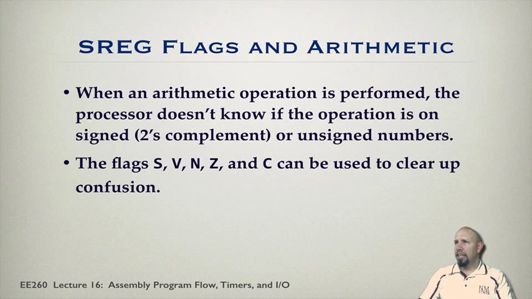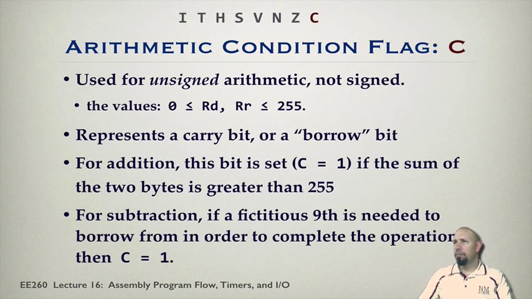So the S register flags an arithmetic. When an arithmetic operation is performed, the processor doesn't know if the operation is on 2's complement or unsigned numbers. It doesn't know. So as the programmer, you need to know. And so the flags S, V, N, Z, and C can be used to clear up any confusion about what happens when you do an operation. So if you add 2 numbers together, and something happens, these flags can help you sort out what happened. So let's take a look at each of these critical flags in depth.